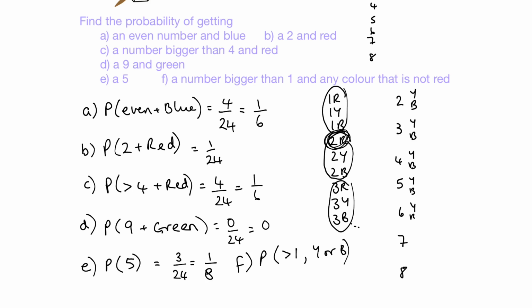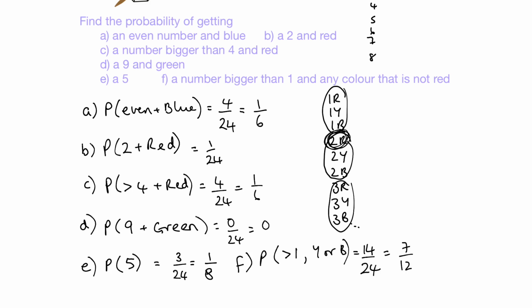So we can see that there are 1, 2, 3, 4, 5, 6, 7, 8, 9, 10, 11, 12, 13, 14 different ways for that to happen out of 24. And they're both in the 2 times table. So we can divide top and bottom by 2 and get 7/12 for that last probability.